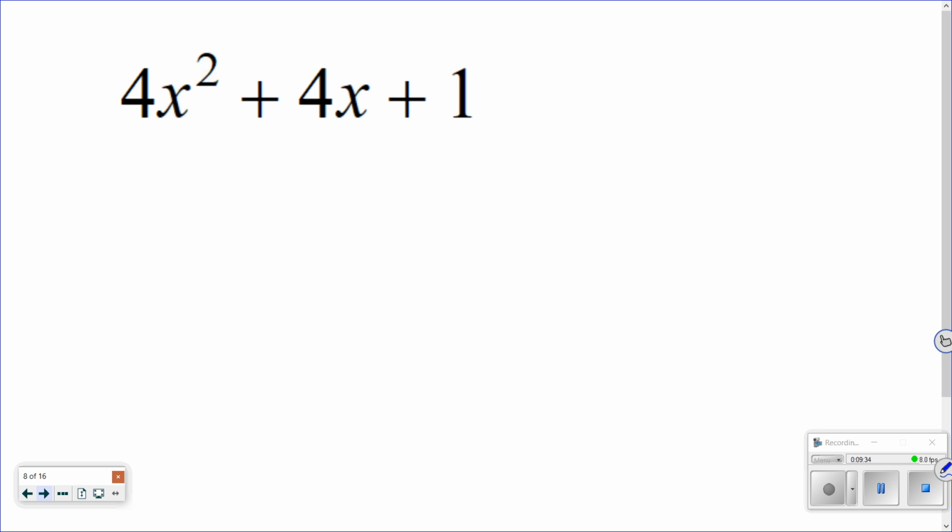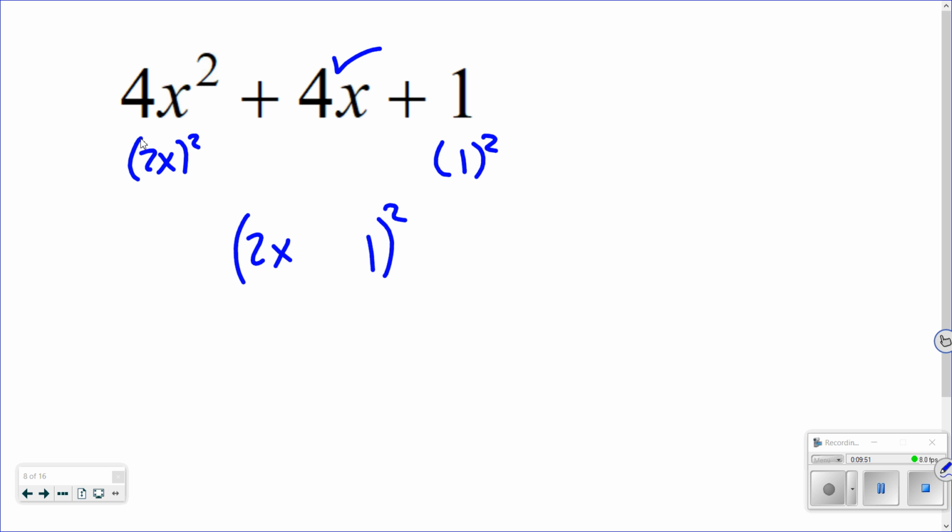So check your answer. To get 4x squared, you'd square 2x. To get 1, you'd square 1. 2x times 1 is 2x, times 2 is 4x. So it checks off. We know it's a perfect square then. 2x, 1, there's a plus. So we put a plus in between, and I'm done. That's all there is to it.